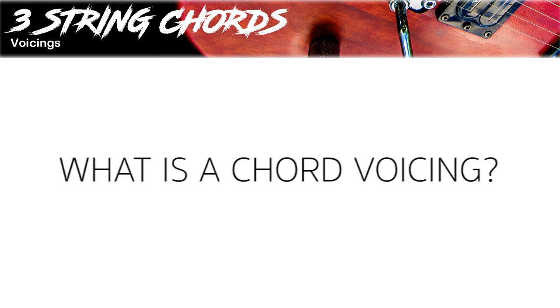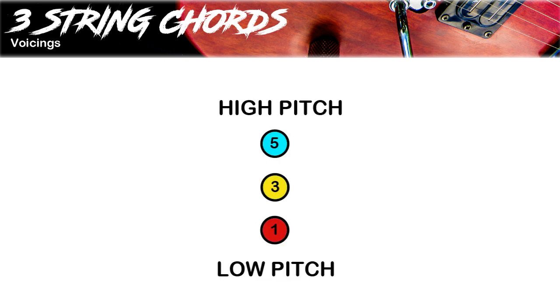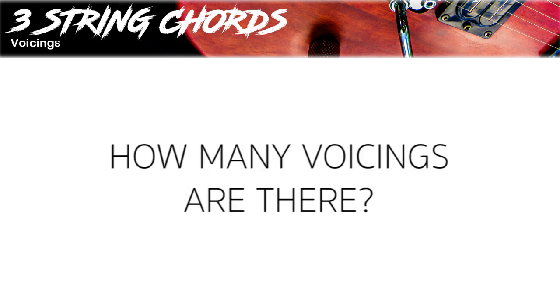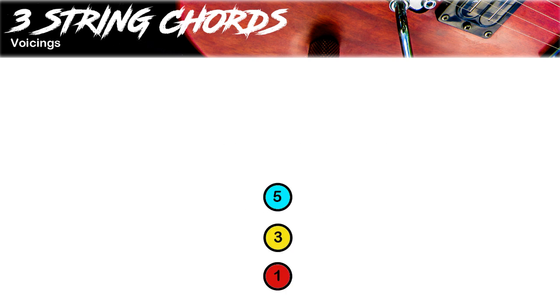What is a chord voicing? A chord voicing is the order of the pitch of the chord tones from lowest to highest. How many chord voicings are there? In a 3-note chord, referred to as a triad, there are 3 possible configurations. The first configuration is simply the 3 chord tones in sequence: 1, 3, 5. In this configuration, the 1, or root note, is the lowest pitch note, and the 5th is the highest. This is called the root form.